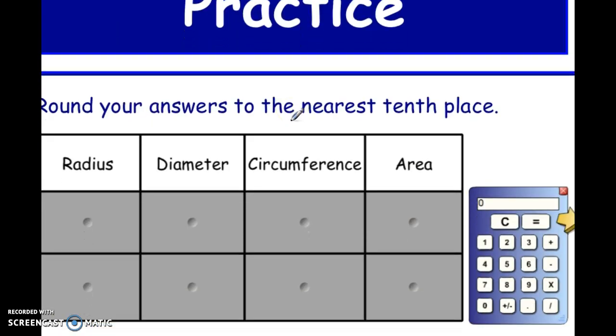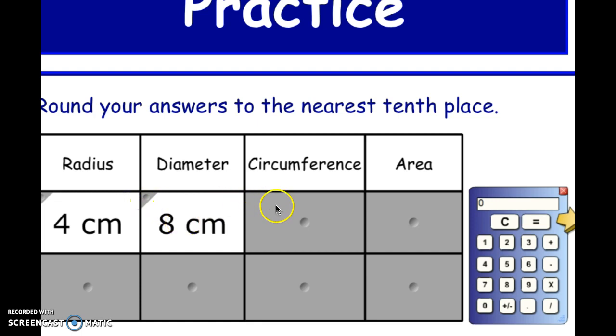Now let's look at these. Round your answers to the nearest 10th place. So let's just pick one to start with. So if I have a diameter of 8, what would be my radius? Well, we talked about diameter is straight across a circle. So if it's straight across, that's the whole thing. A radius is half of a diameter. So what would the radius be? Radius would be 4. Okay?